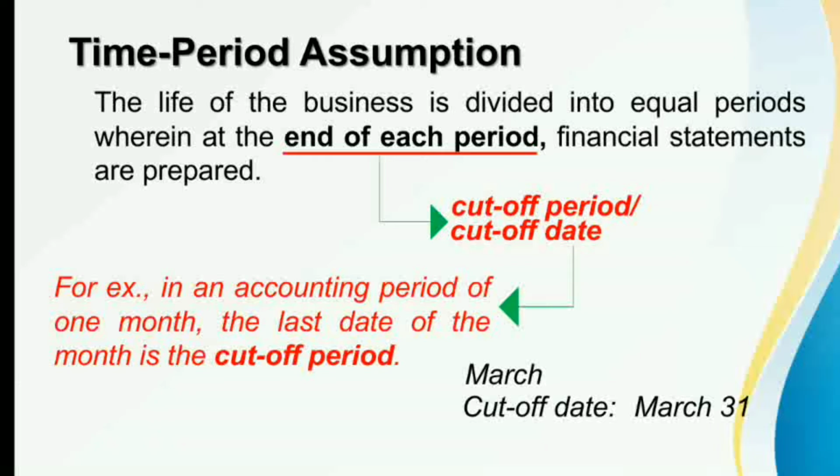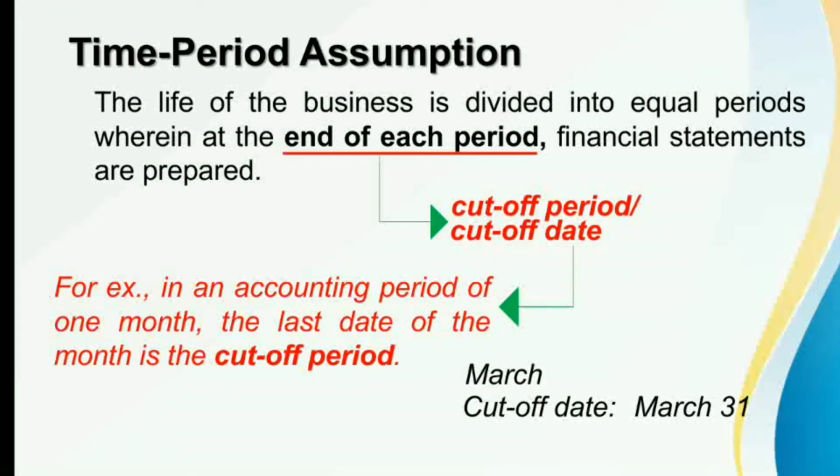The date that will appear in the financial statements or even in the trial balance should be March 31. Hindi pwedeng March 28, hindi pwedeng March 29 o kaya March 30. It should be March 31 kasi yung last day ng March is 31. If the cut-off date of the 1-month accounting period is March 31, that would mean that only those transactions that happened until March 31 are going to be included in the preparation of financial statements for the month of March. Those transactions that happen after March 31, like April 1, April 2, or whatever date, hindi siya pwedeng isama sa financial statements ng March.